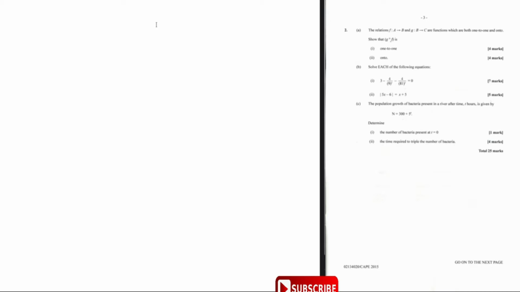They tell us that the function f is such that it maps set A onto set B, and the function G is such that it maps set B onto set C. And so this is what we know.